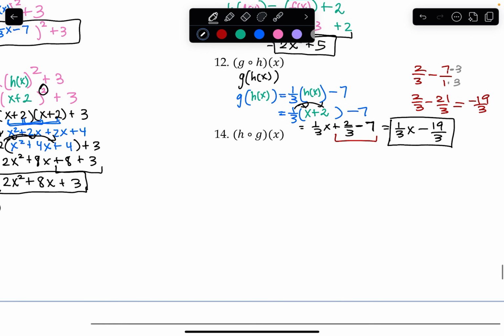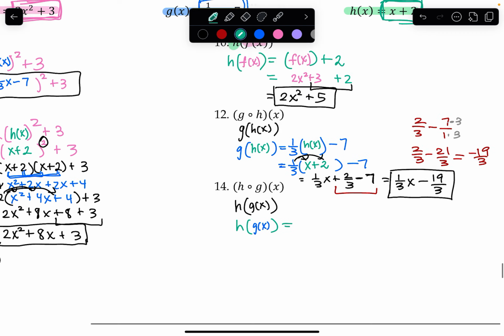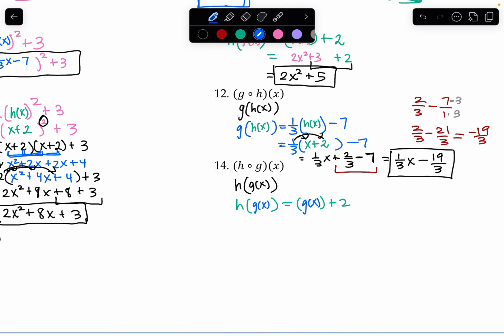Okay, and so let's end with number 14, which is the same two functions, but in a different order. And you'll see changing up the order gives you a completely different function. So h of g of x this time. h is the outside function. g is the inside function. So we get the rule for h of x first, which is just x plus 2, nice and easy. And then g of x goes where x used to be.